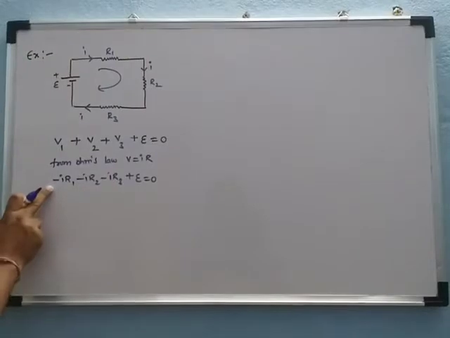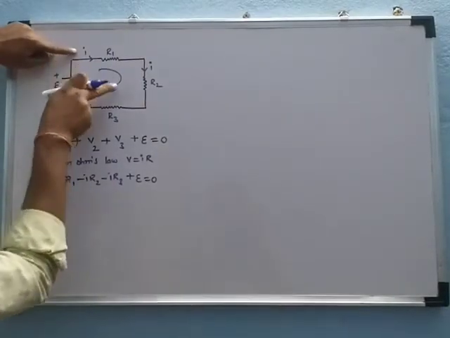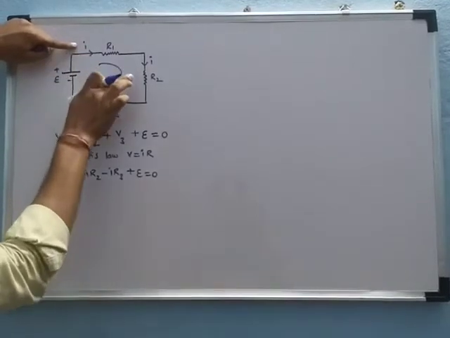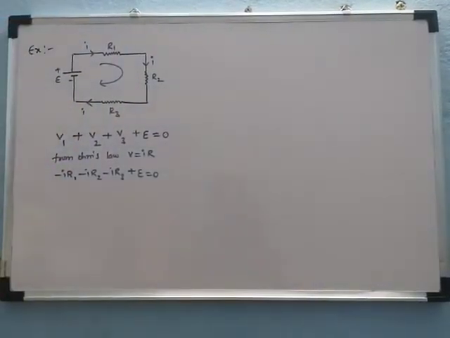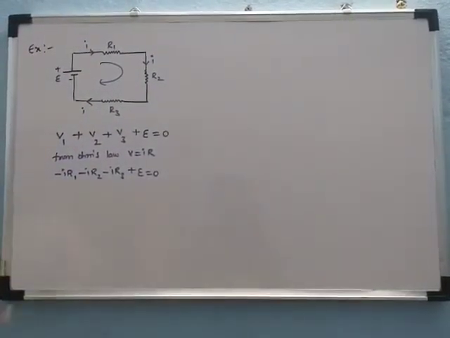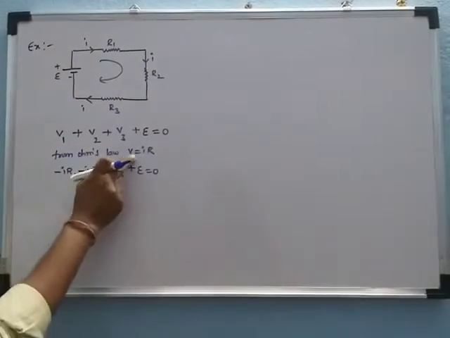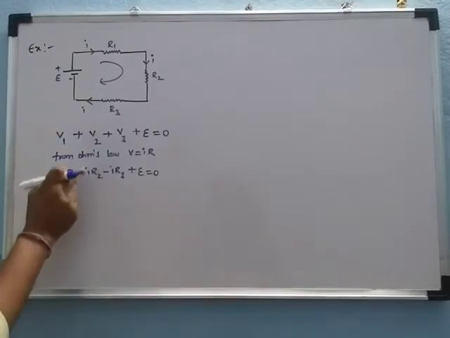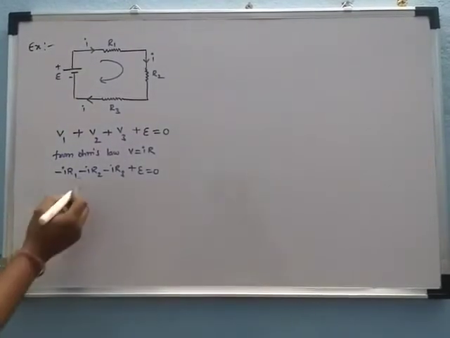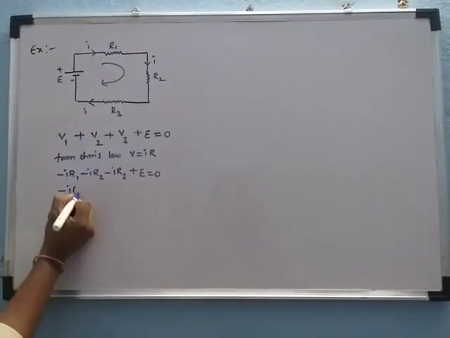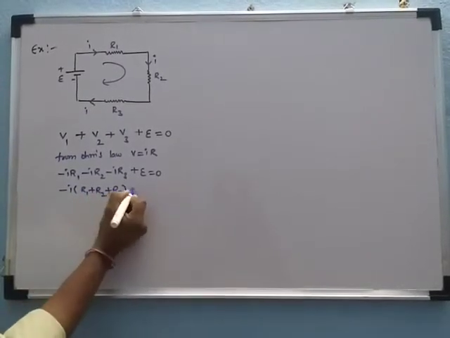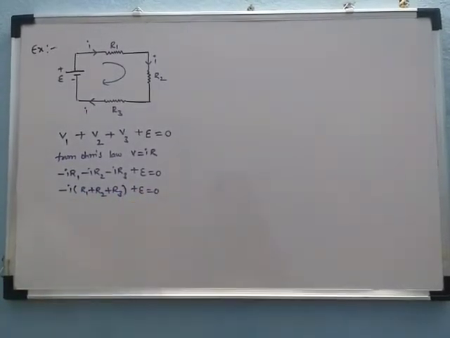See, why do we take the minus? The loop direction is always taken as clockwise, and the current is also passing in the same direction. That time we take the minus. By Ohm's law, V is equal to I into R, but we take the minus: plus into minus gives minus. Now the minus can be taken common: minus I into R1 plus R2 plus R3, plus E is equal to 0.